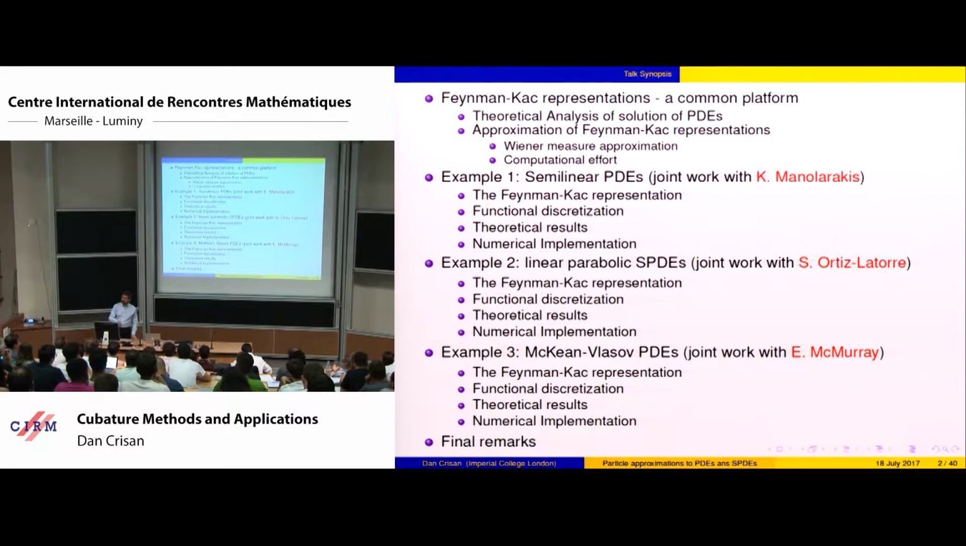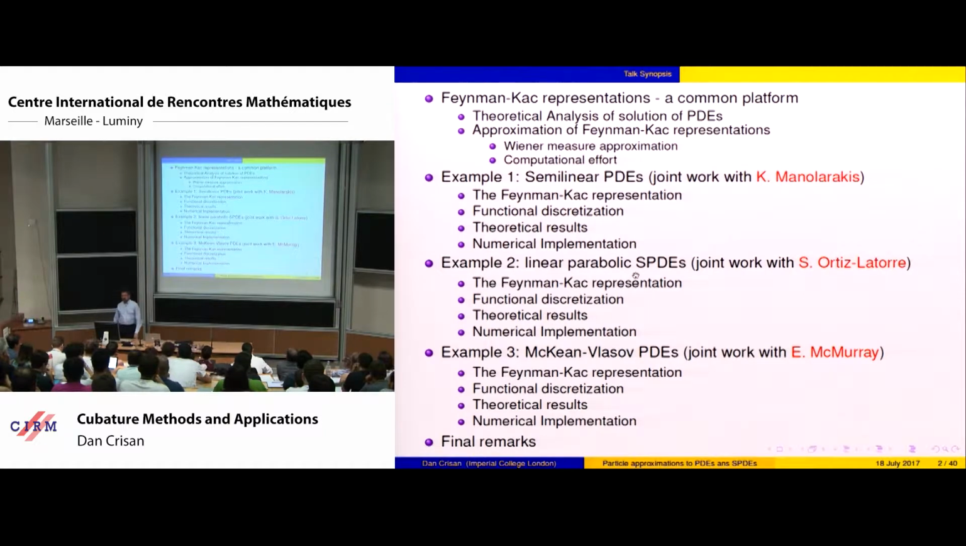I'll tell you how you discretize, and then give you the main result, which will be the error that you get if you do this approximation, which involves these three steps. It comes from each of the three steps, and I'll explain what each of the three steps involves. And then I'm going to give you an example to see what sort of results we get, essentially a numerical implementation. So this is the first example, the semilinear PDE.